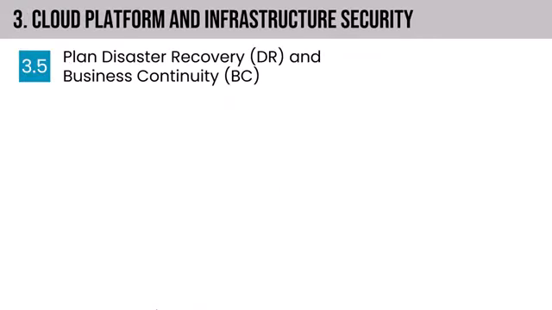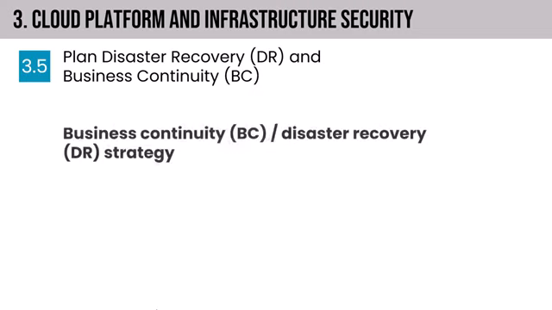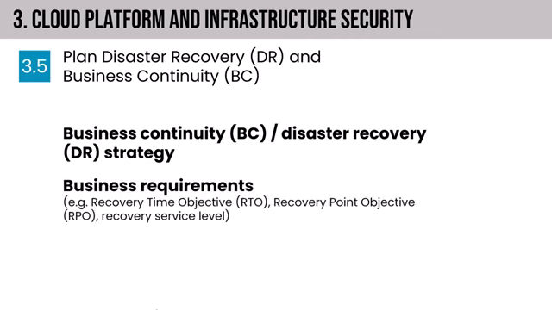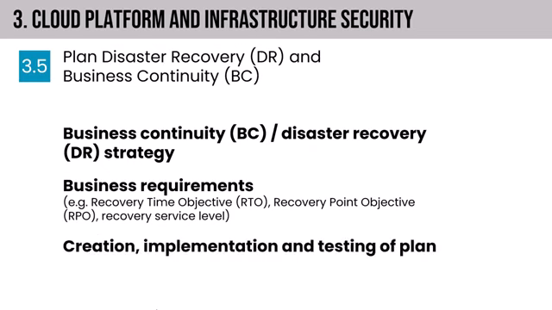And that brings us to section 3.5, Planned Disaster Recovery and Business Continuity. So here we'll touch on business continuity and disaster recovery strategy. Business requirements. We're going to touch on three key acronyms: Recovery Time Objective, Recovery Point Objective, and Recovery Service Level. And creation, implementation, and testing of our business continuity and disaster recovery plans.